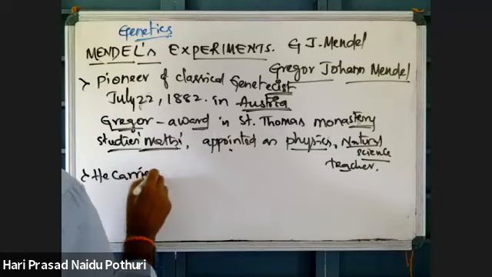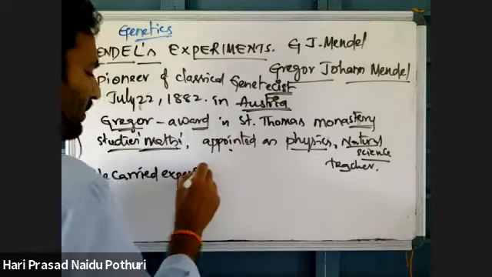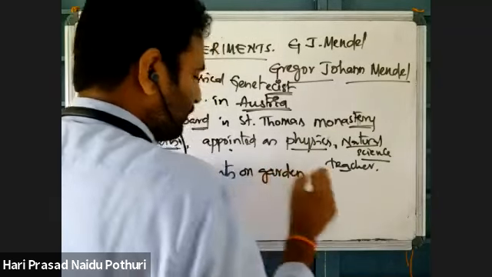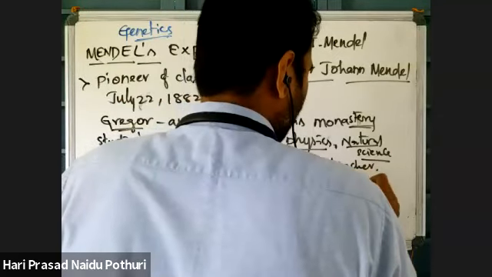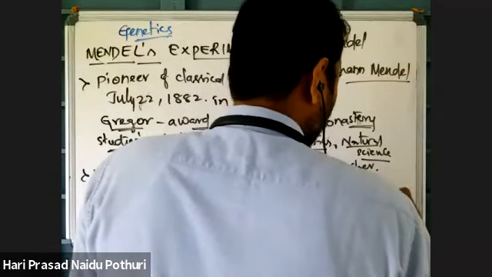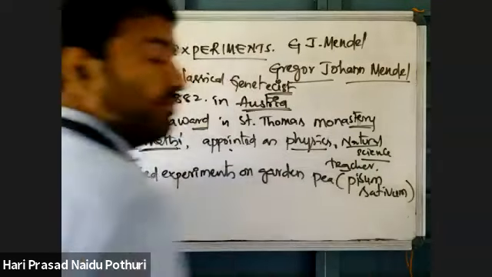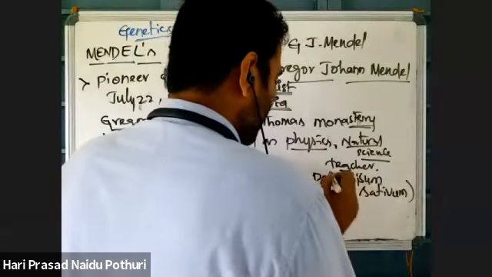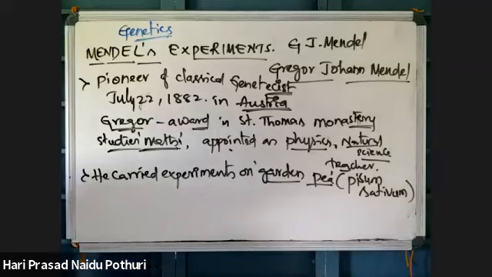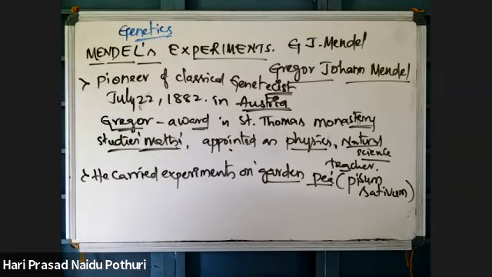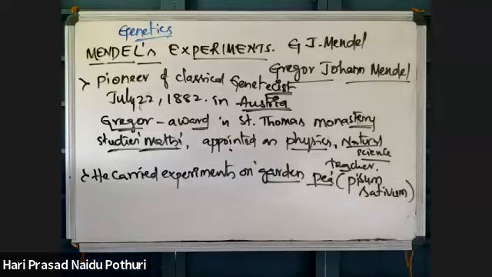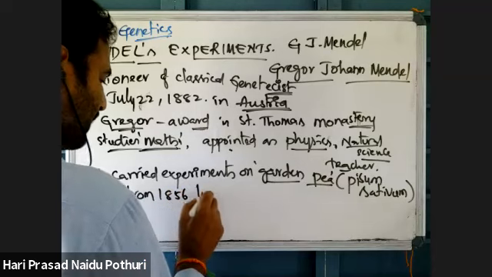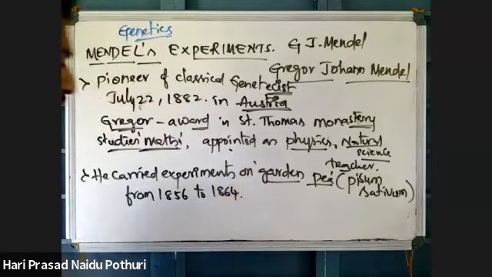He carried out experiments of crossing on garden pea. What is garden pea? Pisum sativum, which is botany. On the garden pea plant, Pisum sativum, he did some experiments from 1856 to 1864.